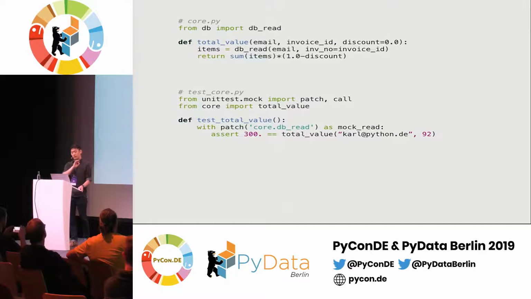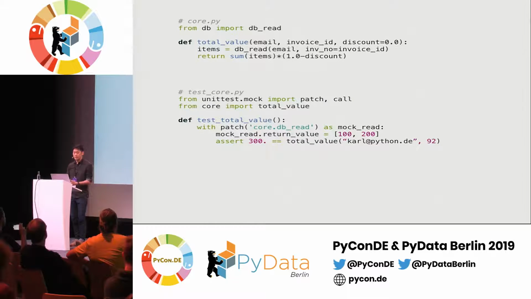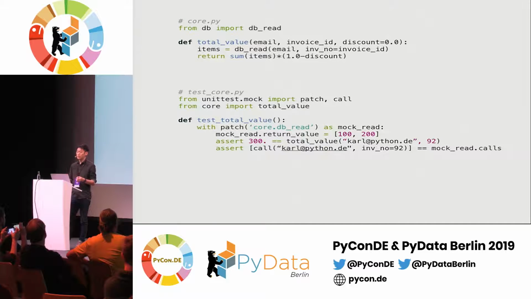What that patch context manager is going to do is intercept all calls to dbRead and redirect them to a mock object called mockRead here. Now, to get this test to pass, you have to set up mockRead to actually return data. So at this point, this mock is always just going to return 100 and 200. So you do your assertion on that like normal, and then you also have to add this second assertion to make sure that you actually called the mock with the correct set of values, which in this case is an email address and an invoice number.